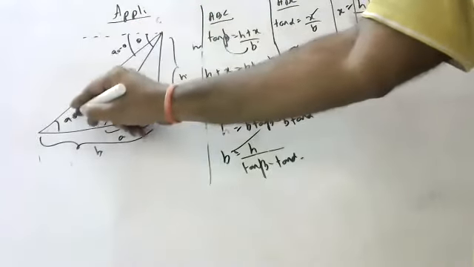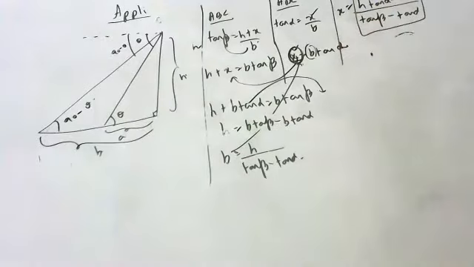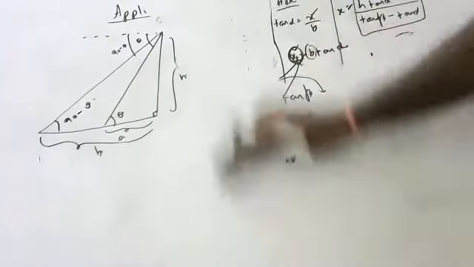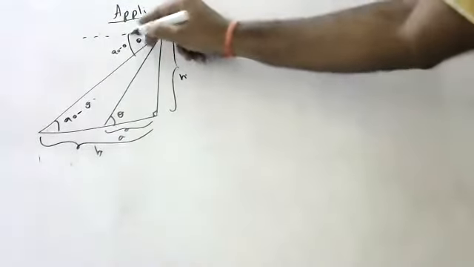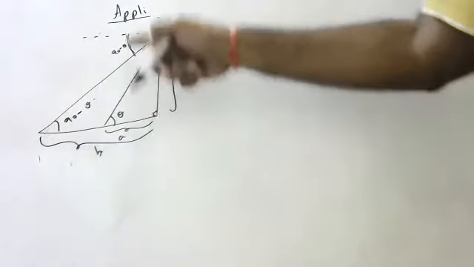He said that angles of depression are complementary to each other. If one is theta, the other is 90 minus theta. So if this is theta, this is also theta. If this is 90 minus theta, this is also 90 minus theta.